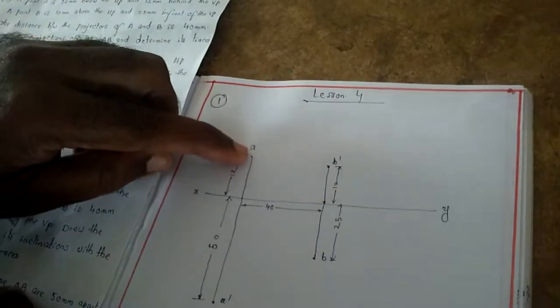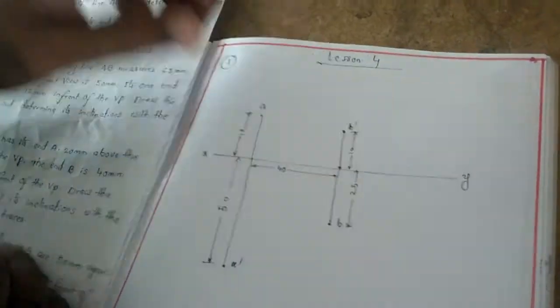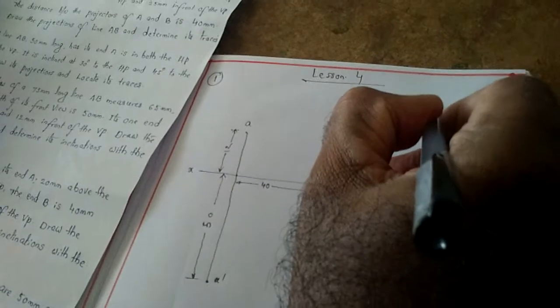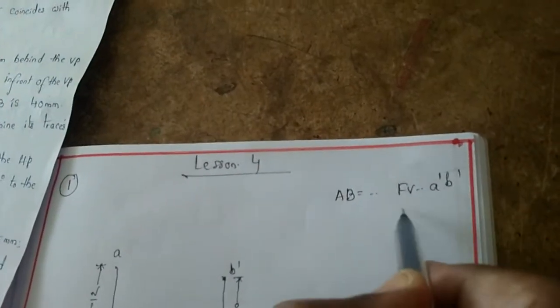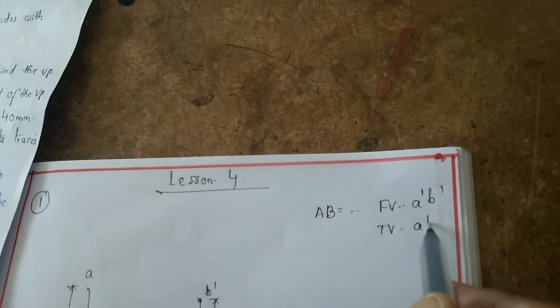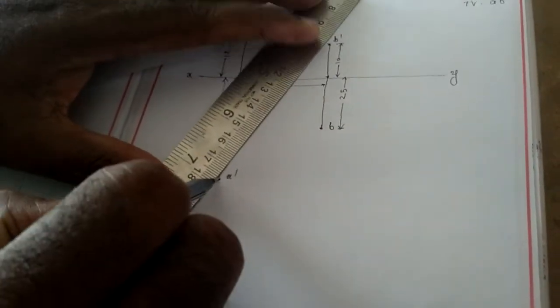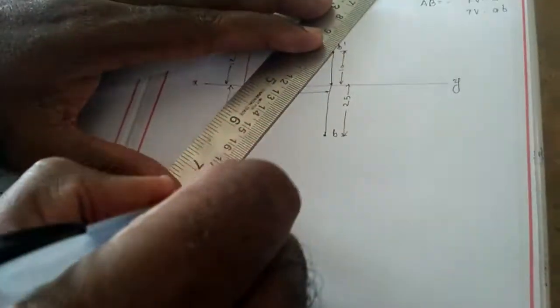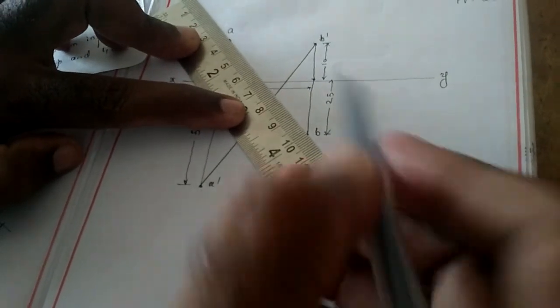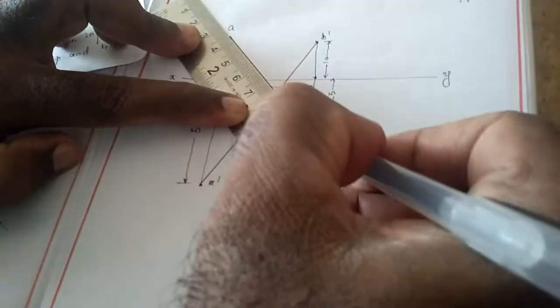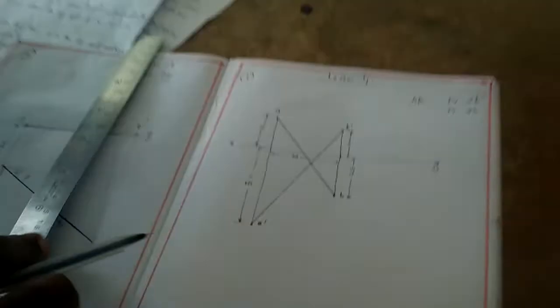So this is A and A dash, and this is B and B dash. Suppose the line is AB. The front view is A dash B dash and the top view is AB. Using a scale, join A dash to B dash, and you get the front view. Make it thick. Then join A to B. This is also thick, because this is the top view. Both A dash B dash and AB are called projections of a line.